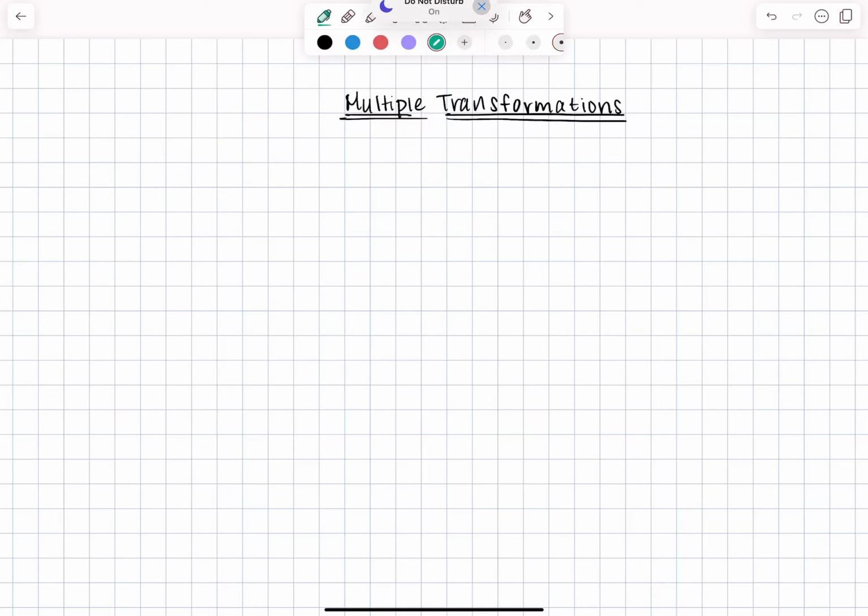Hey guys, in this video we're going to be talking about multiple transformations. In the past couple of videos we've seen different transformations in Unit 4. The first one is translation. Then we saw dilations, so this is just your shrink and stretch.